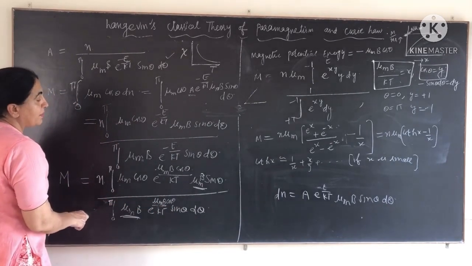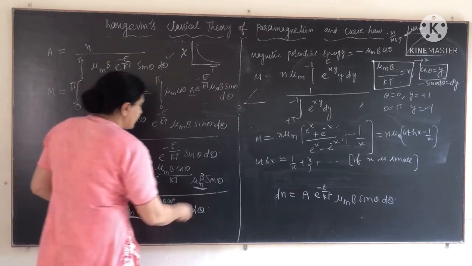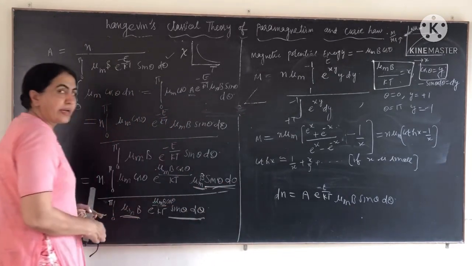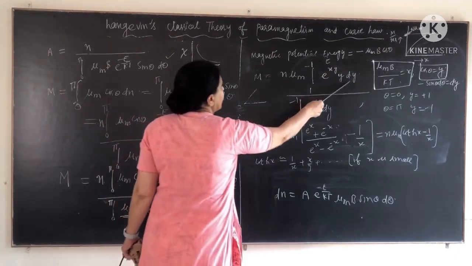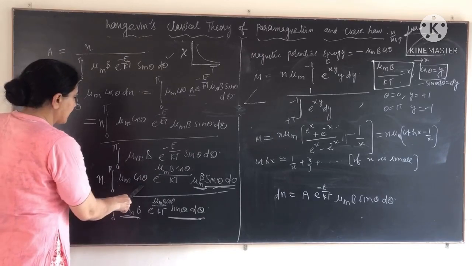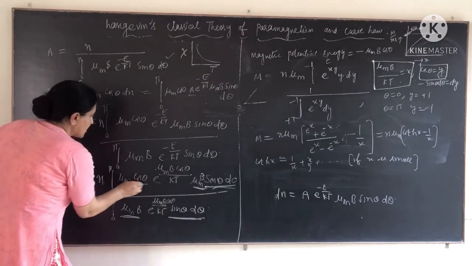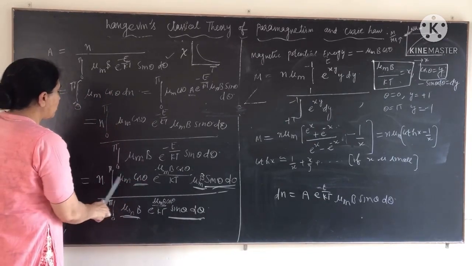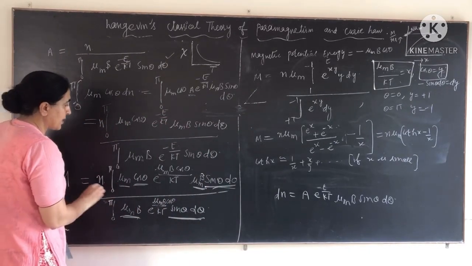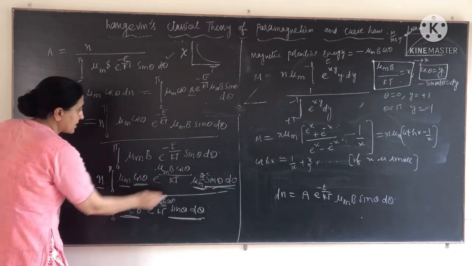The minus will be outside. Same out here, sin theta d theta equals minus dy. So this is dy, this is dy. Clear? Then this cos theta is equal to y. So this goes as y. Then N into mu_m goes outside, and this is cancelled. When we take it outside the brackets, this and this go.